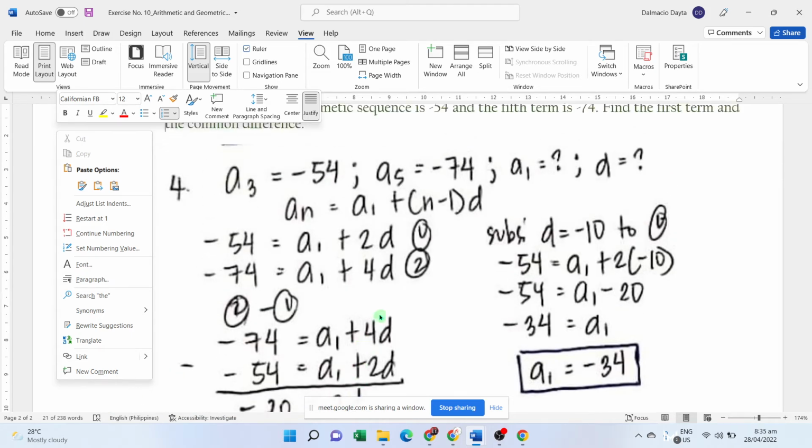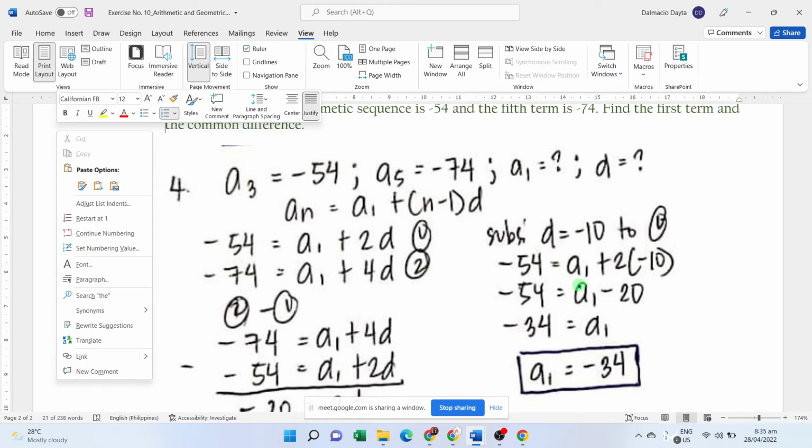Okay. Then, sinubstitute ko po yung d is equal to negative 10 sa equation 1. And negative 54 is equal to a1 plus 2 times negative 10. Negative 54 is equal to a1 minus 20. Then, negative 34 is equal to a1. First term is equal to negative 34.